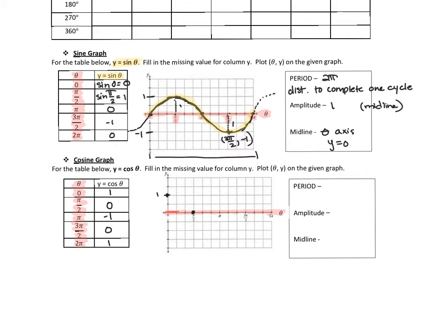Pi, negative 1 in my graph. And then 3 pi over 2, I'm back to 0 in the y direction. And then finally 2 pi, I'm back to 1. So now I'm also going to connect these with a soft curve. So from 1 down to pi over 2, it's a downwards, concave down type curve. Looks like half of a bowl, upside down bowl.